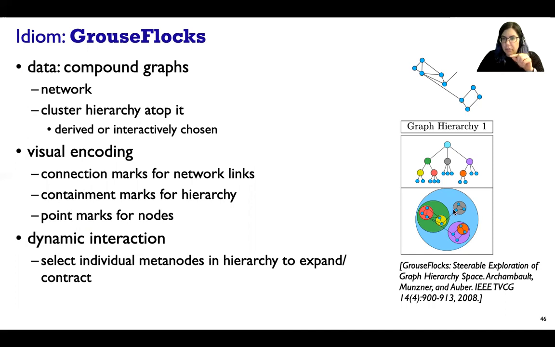The connection marks here are the links in the original network. And the containment marks, these larger circles, are showing the hierarchical structure of the cluster hierarchy. So we're using connection for one and containment for the other. And then, of course, the nodes are just point marks. It's possible with these to have some sort of dynamic interaction where we could click on this to either expand it out or contract it down. If we contract it, then we're not showing anything inside of it. We're just showing only the meta node and not its internal structure.